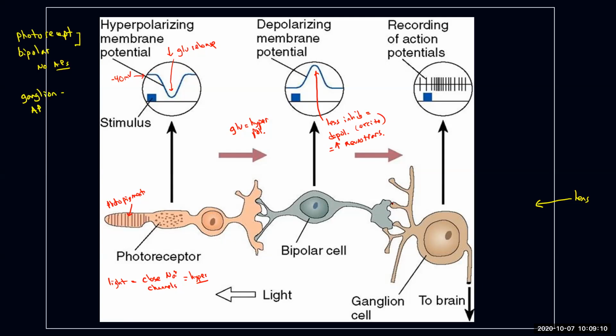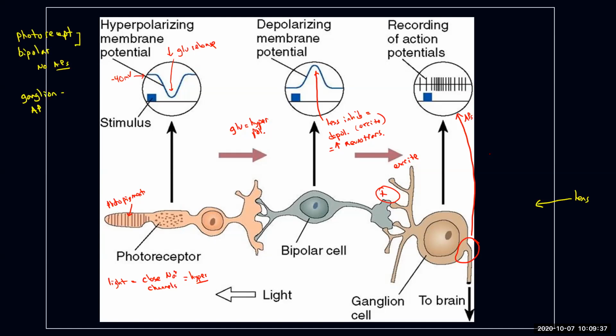That increased neurotransmitter here, we have a regular old excitatory synapse. So now if I increase neurotransmitter here, that's going to excite the ganglion cell. When we get excitation here, now at the axon hillock, we get action potentials.